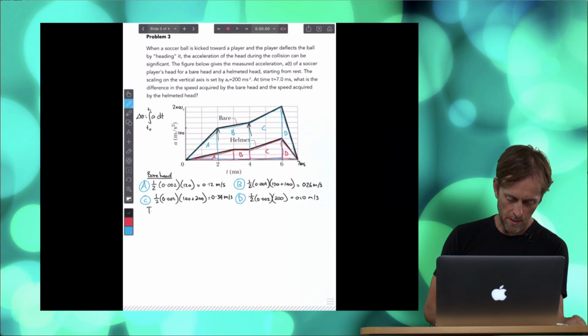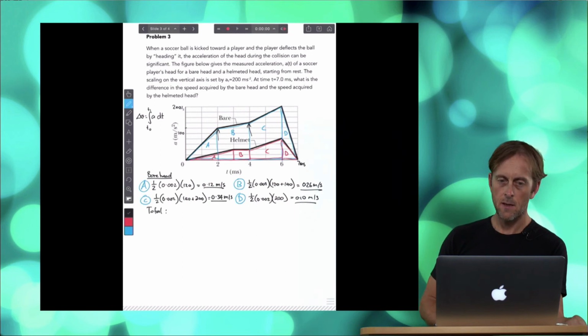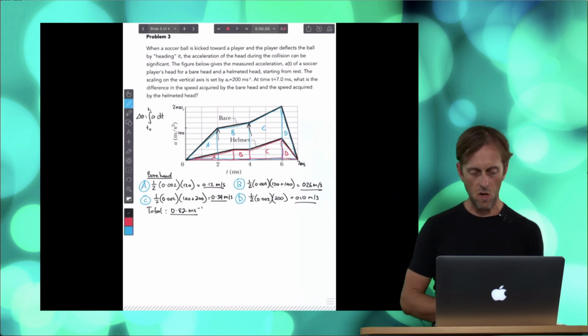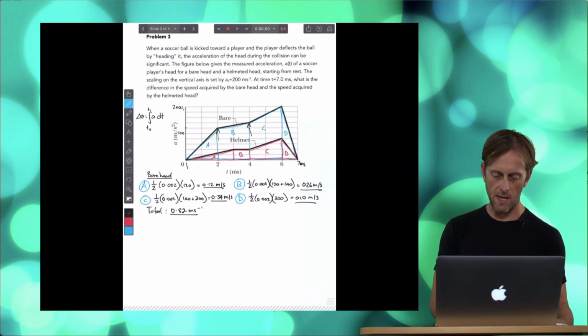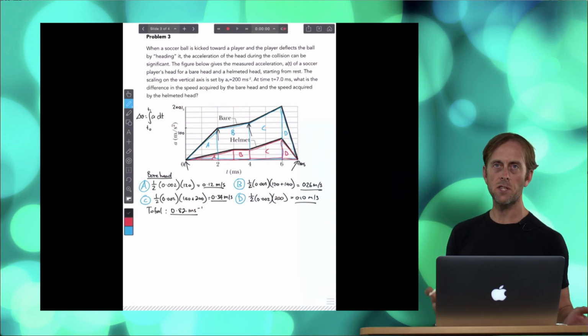So totally, we add all those up. We add that, and that, and we get 0.82 meters per second. So that's the change in the velocity from this point at 0, at 7 milliseconds, it's going to be 0.82. So the change in velocity is 0.82, and we just found that by finding the area under the curve.